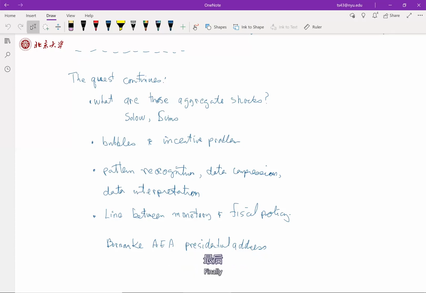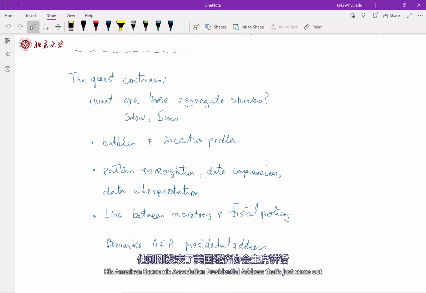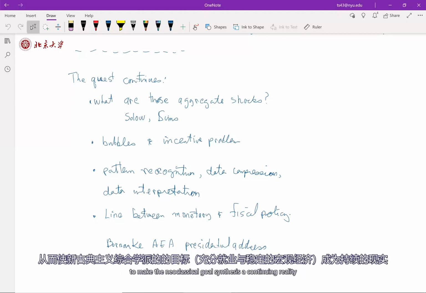And finally, I think in the best tradition that continues, working in the neoclassical synthesis tradition is a great economist and a great public servant, Ben Bernanke. His American Economic Association presidential address that has just come out is talking about how to use serious macroeconomic models to study, augment, and innovate the tools that monetary and fiscal authorities have, to continue Keynes and Tobin's quest and Samuelson's quest to make the neoclassical synthesis a continuing reality.